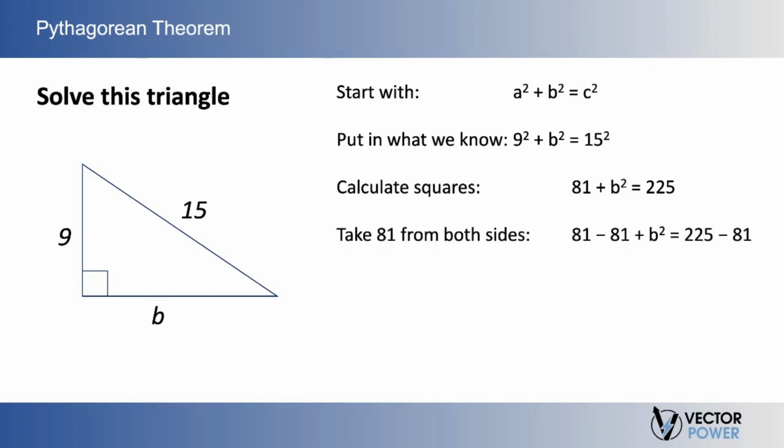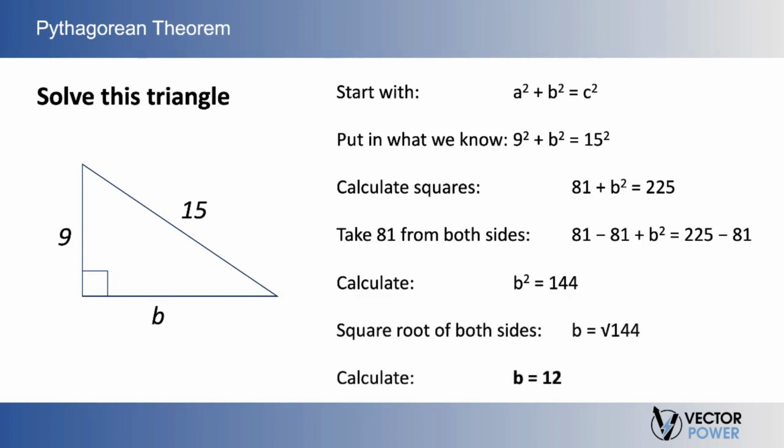Now we take 81 from both sides, and that leaves us with b squared equals 144. Take the square root of both sides, and we see that b equals 12.